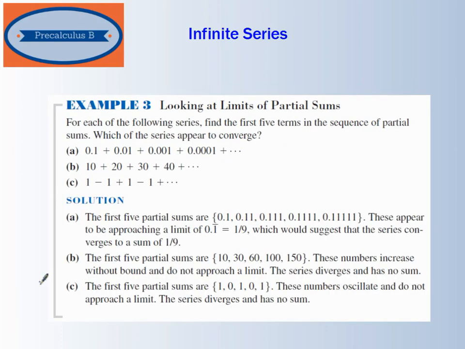So what would we say? Well, the first one approaches the limit of 0.1 repeated, which is 1/9. It suggests that the series converges to the sum of 1/9. The second one is increasing, does not approach a limit, so it diverges. And the last one, the partial sums oscillate and don't approach a limit. Therefore, it diverges and has no sum. But the first one did appear to have that sum, and we would say that the series converges at 1 over 9.